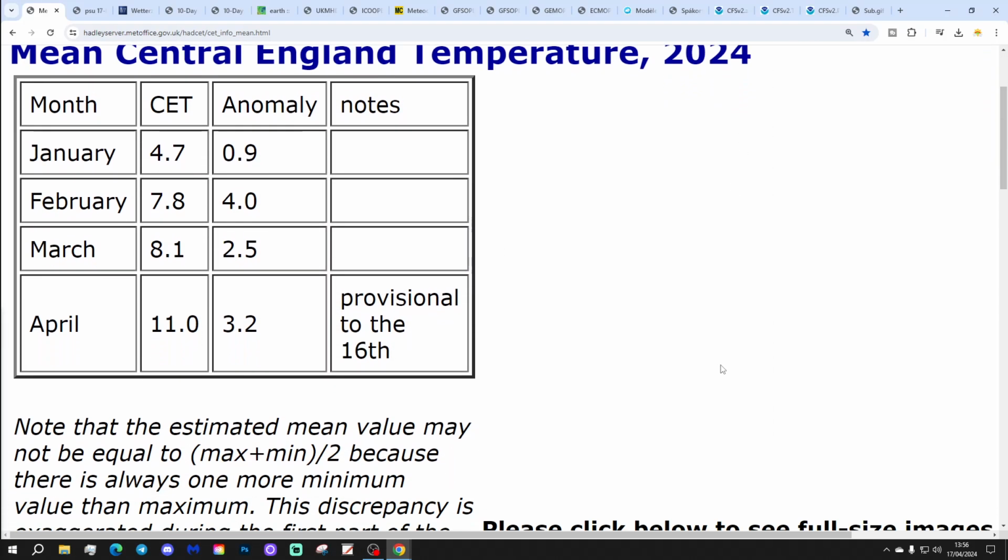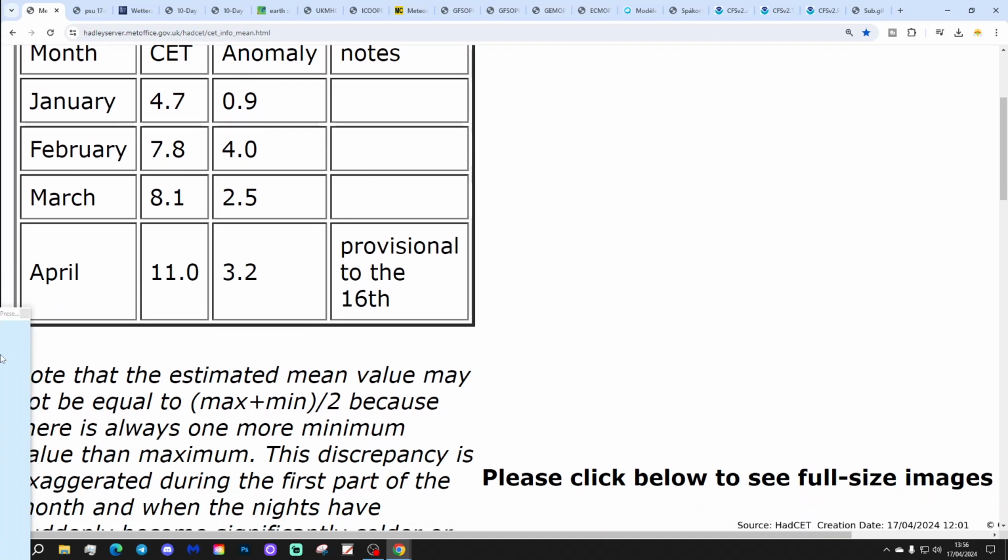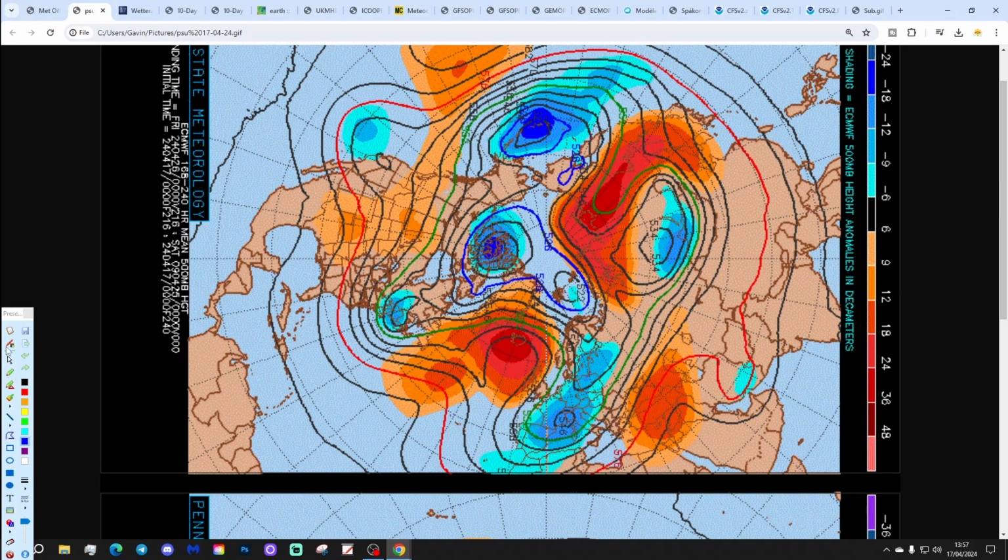Right, let's start off with the central temperature. CT is now down to 11 degrees, so very gradually, day by day, this is ticking down slightly. That's 3.2 degrees above the 61 to 1990 average, though. That's as of yesterday, the 16th of April. I think that'll go down into the 10s tomorrow, probably 10.8, 10.9, something like that, and that will still be 3 degrees above the 61 to 1990 average. So certainly the first half of April has been very warm, but not necessarily the second half of April following the same trend.